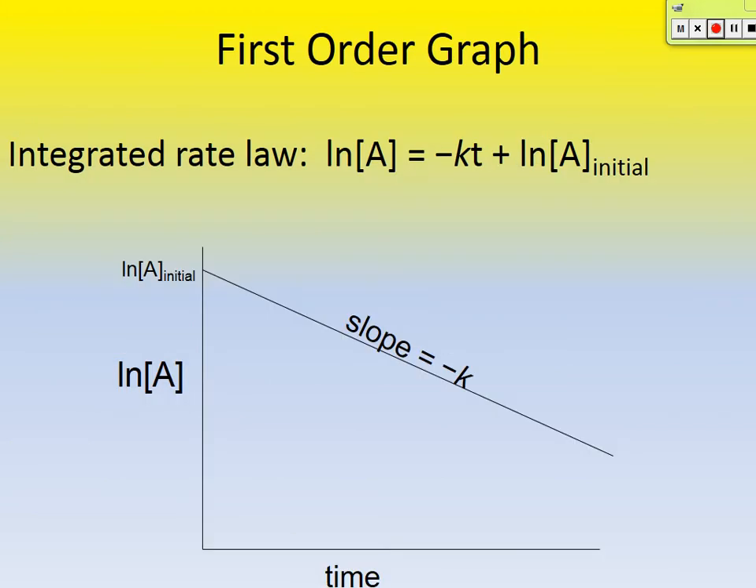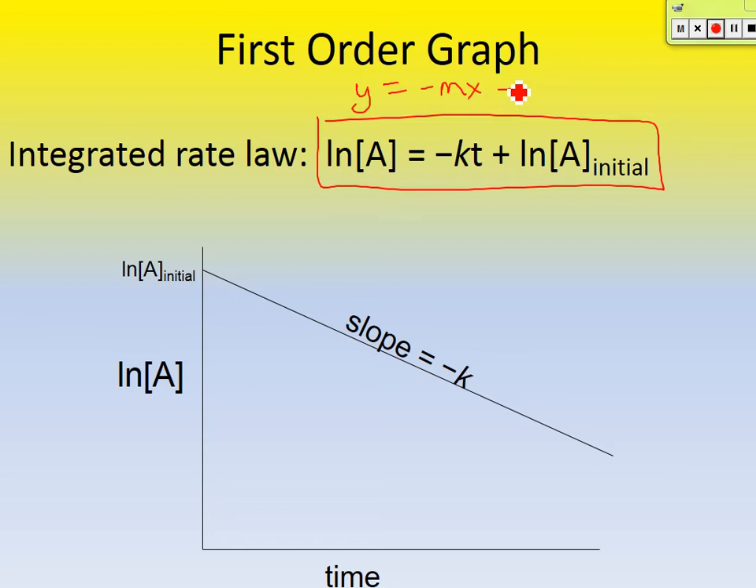Okay, let's look at a first-order graph. So again, this is our integrated rate law. Now let's look at the graph of it. Our y value is going to be the natural log of the concentration of your reactant at some time. It's equal to minus k, which is going to be your slope. So again, it has a negative slope. And our y-intercept is going to be the concentration of your reactant initially, so what you start at. That's where it crosses your y-axis.